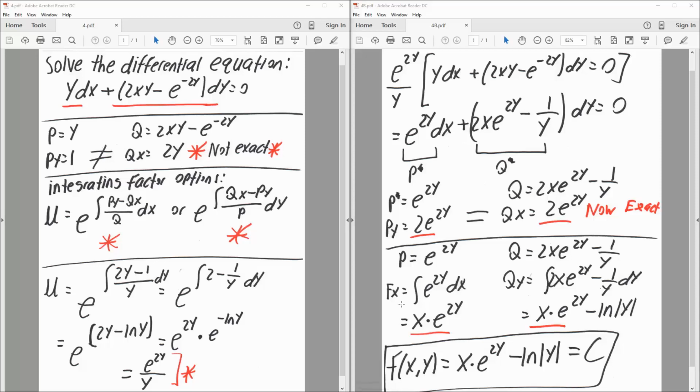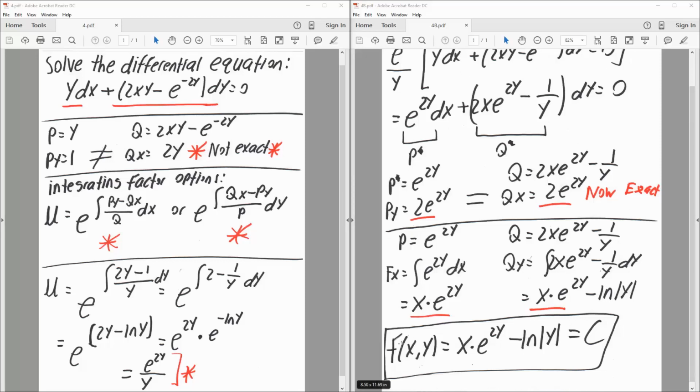And now we take the integral of P in terms of x, so integral of e raised to 2y dx, and we take the integral of Q in terms of y, so the integral of (2x e raised to 2y minus 1 over y) dy. So the integral of this in terms of x would be x times e raised to 2y, and the integral of this part right here would be x times e raised to 2y, and the integral of this would be minus ln y. And so we're almost there.